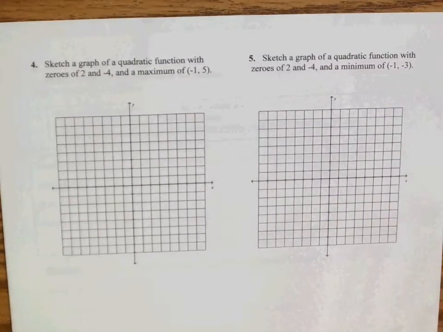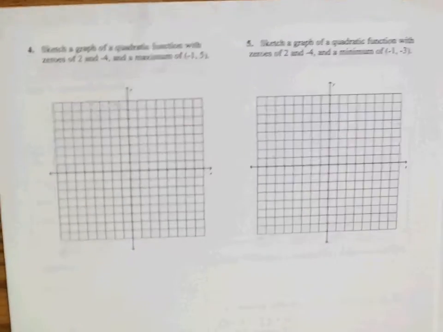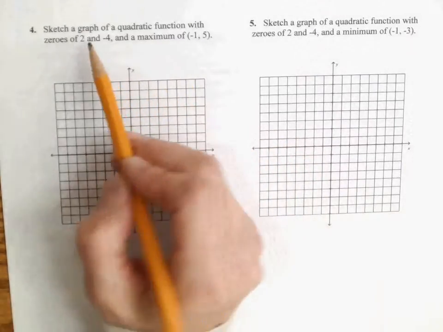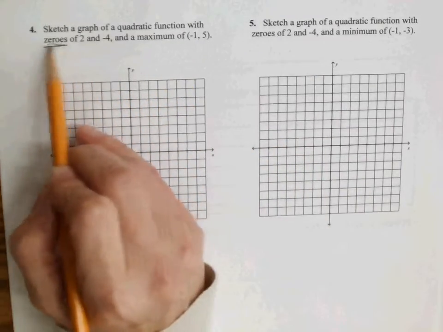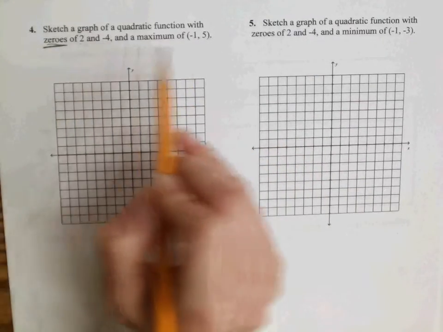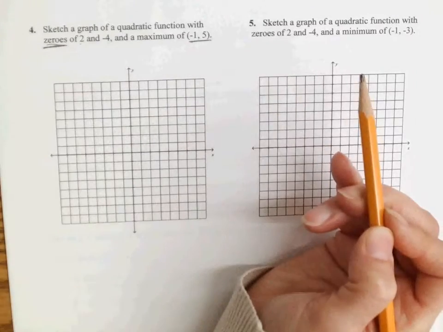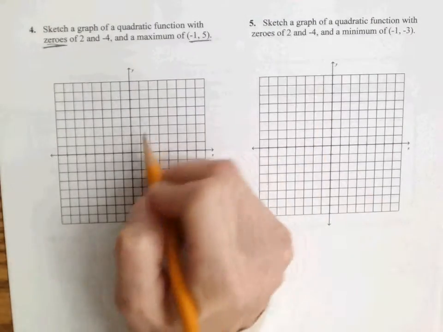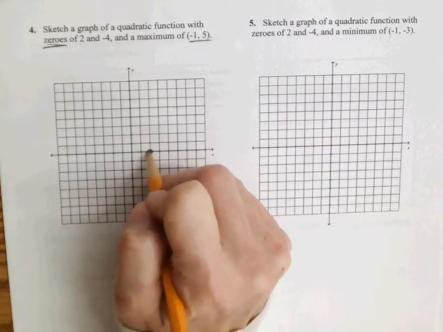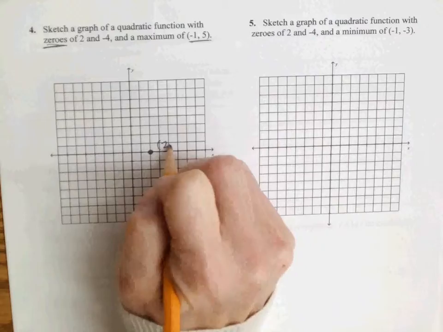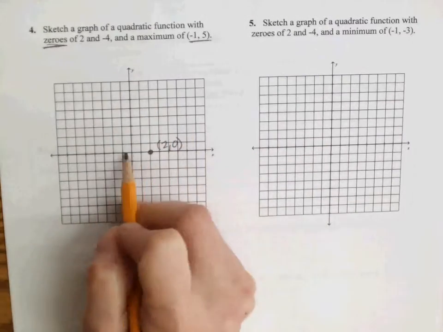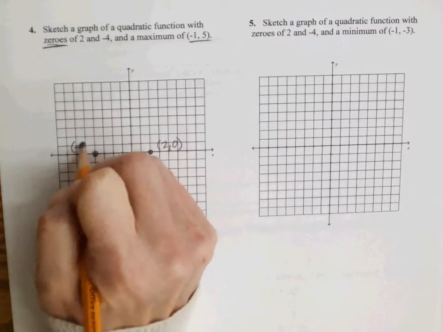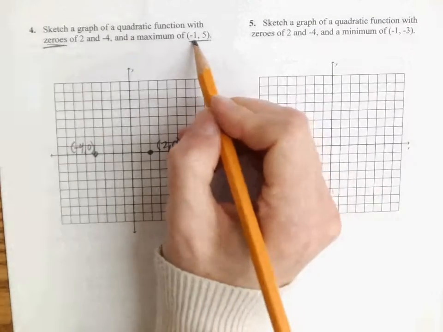So I'm sorry, we're going to jump around a little bit, and we're going to do number 4 and 5 first together. For number 4, it says find the zeros of 2 and -4 and a maximum of (-1, 5). We know what zeros are: our x-intercepts. So I'm going to find this on my coordinate plane. Here it is, (2, 0), and then (-4, 0).